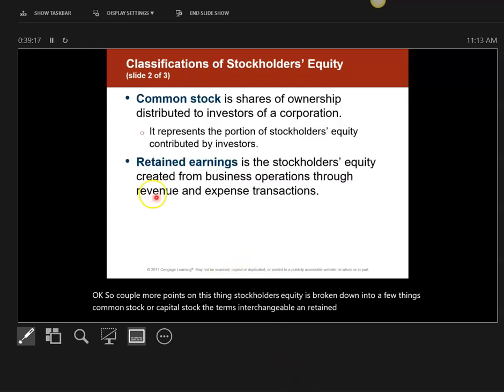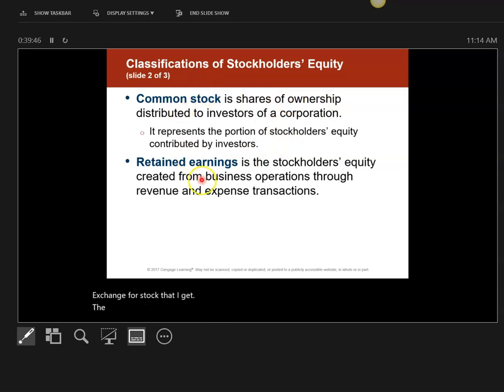So let me show you what they basically mean. Common stock is when I put money into the company in exchange for stock. Now, right now we are a privately held corporation. We will be a publicly traded corporation once we get to chapter 11 or 12, I can't remember. But right now we are privately held, so me putting money into the company in exchange for stock that I get. These are both accounts under the stockholders' equity. The second term is called retained earnings.